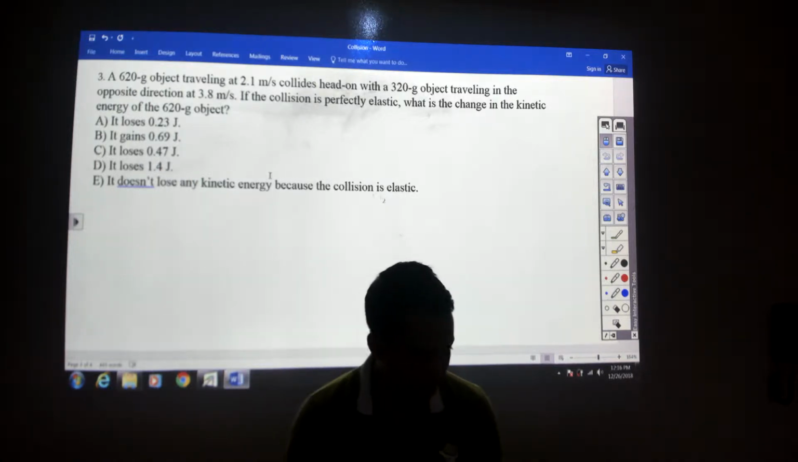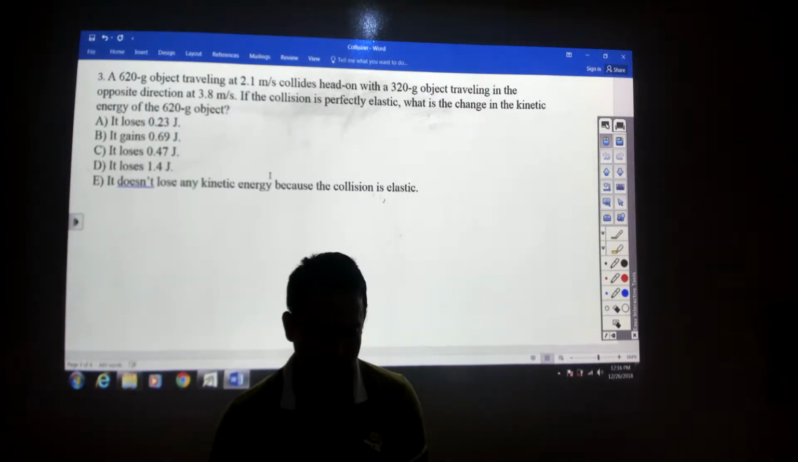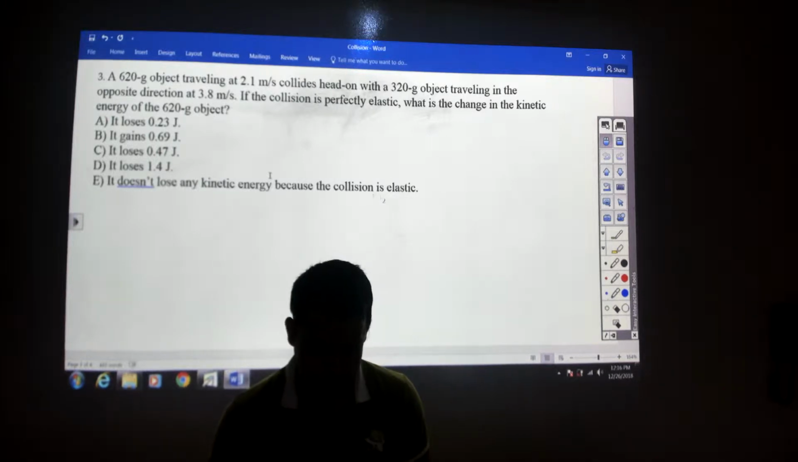This problem is about the collision between two objects. In this case, the collision is a perfectly elastic collision. What is an elastic collision? In an elastic collision, the momentum and the kinetic energy are both conserved. There is no loss in the kinetic energy. In an inelastic collision, only momentum is conserved, but in an elastic collision, the kinetic energy is also conserved.